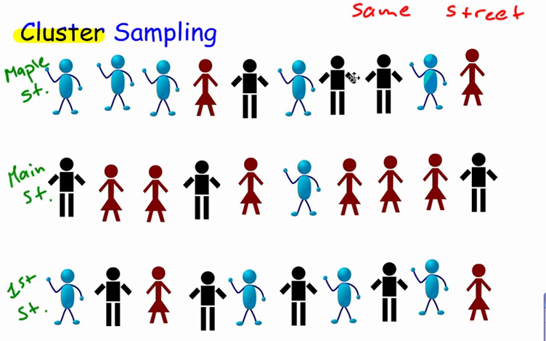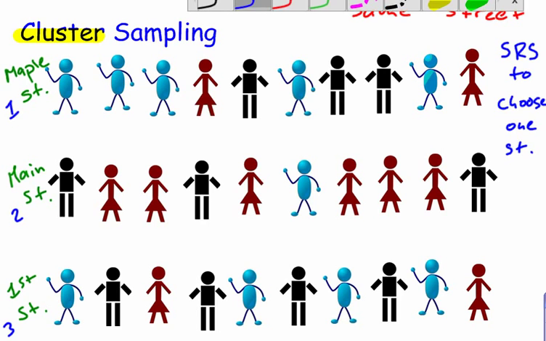So what I do is I use SRS once again. But this time I'm going to use SRS to randomly choose one street. So I put Maple Street, and Maple Street gets the number 1, Main Street gets the number 2, and First Street gets the number 3. Hopefully that doesn't confuse you, that First Street gets the number 3. And then I use SRS once again to randomly choose a number between 1 and 3. And it just so happens that the number that comes up is the number 2.